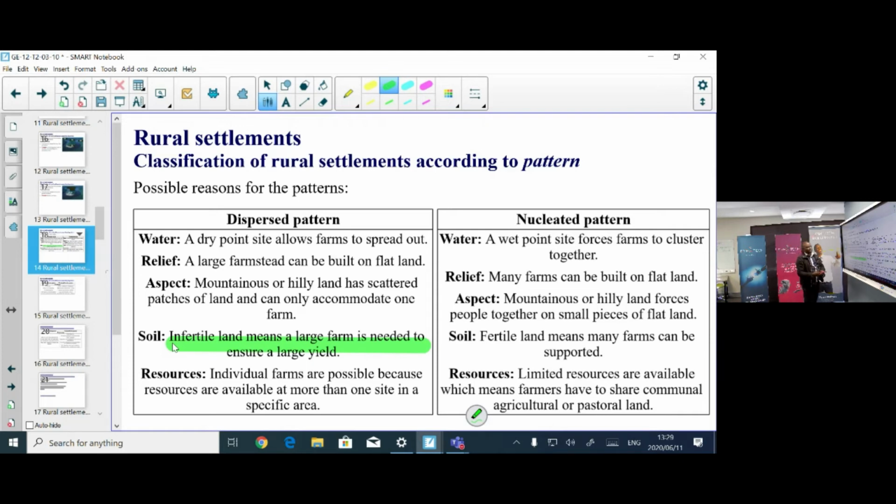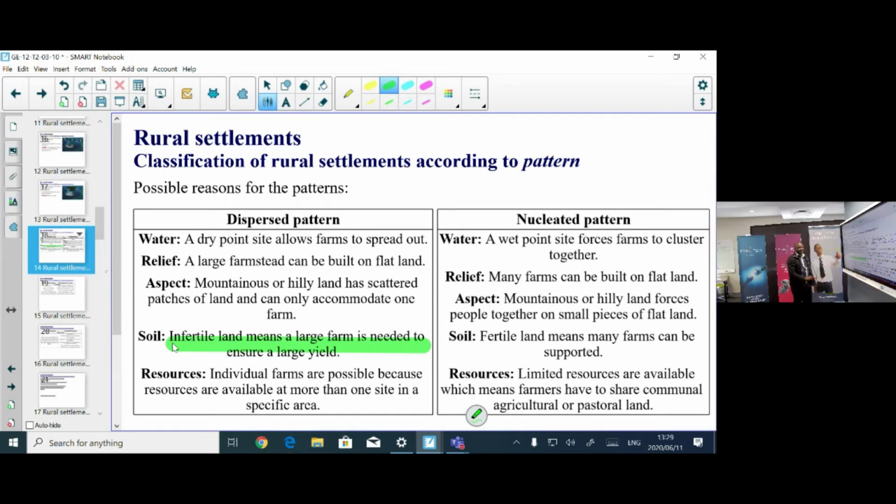Let's look at nucleated. Nucleated water, it's a wet point site that forces farms to cluster together. So the availability of water might actually force the homes to be clustered together instead of being built around the area. So this is usually a small water source that will actually make people build their homes close to each other. And the relief, many farms can be built on flat land.